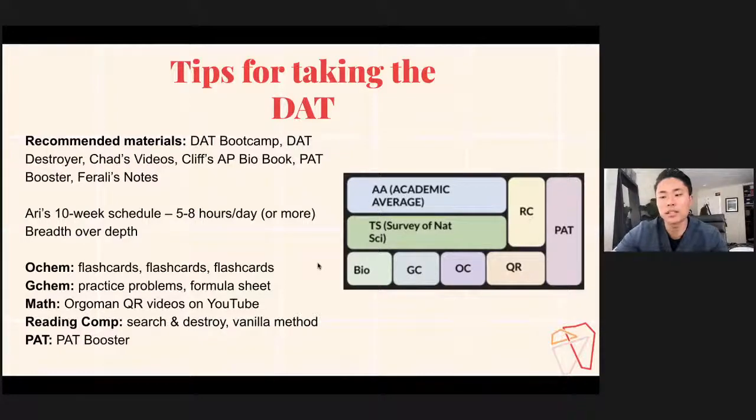The vanilla method is basically you skim everything fast and then answer the questions quickly. I found the vanilla method to be the most helpful. I liked understanding what I was reading. Search and destroy works well for a lot of people. For me, just not so much, because I didn't know the emotions that the reader had when I was given that question.